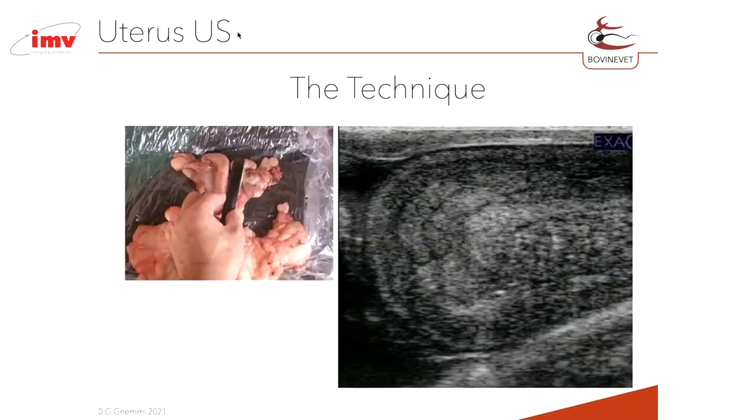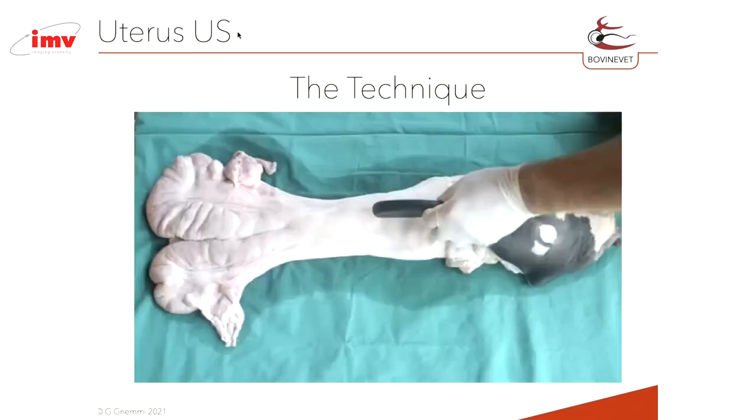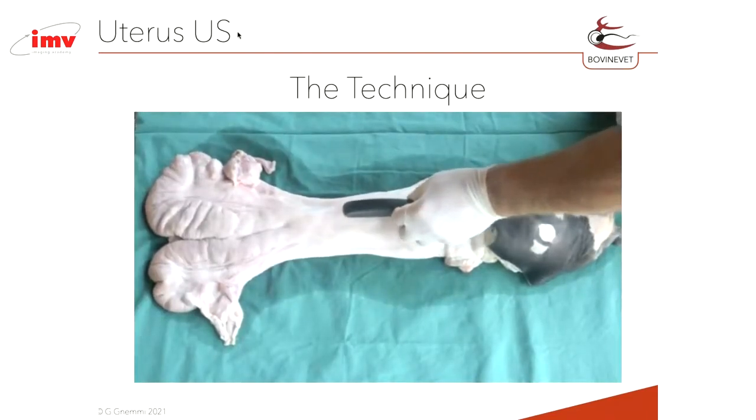Well, another technique that you have to use is the longitudinal section of the uterus. In the longitudinal section of the uterus, you have to put your probe parallel to the bigger axis of the uterine horns. And here is the technique. You see that you have to manage the probe with perfect control.